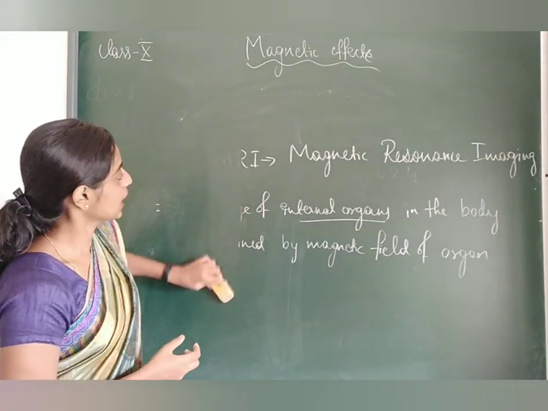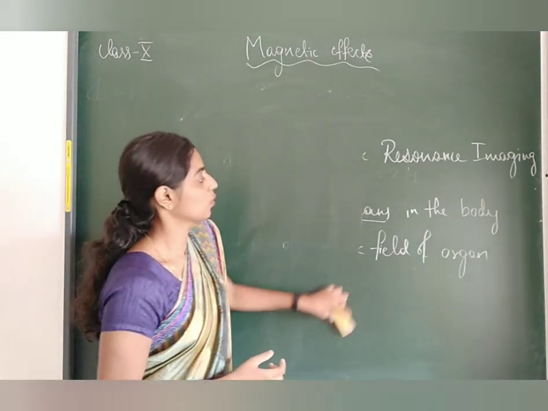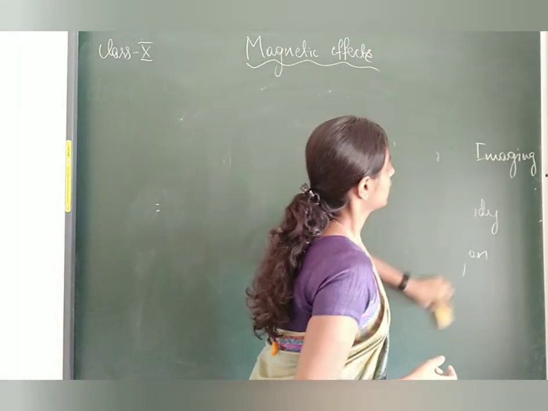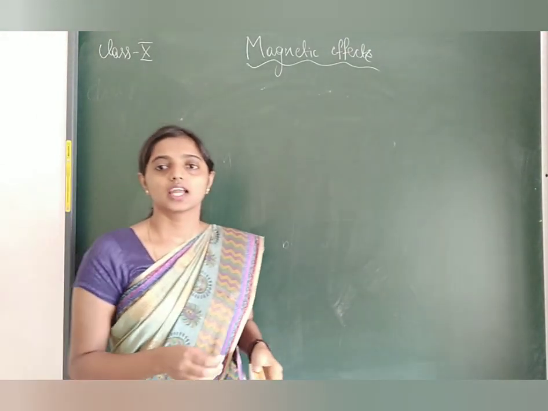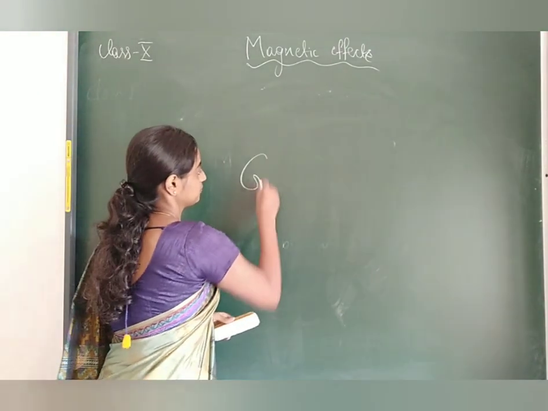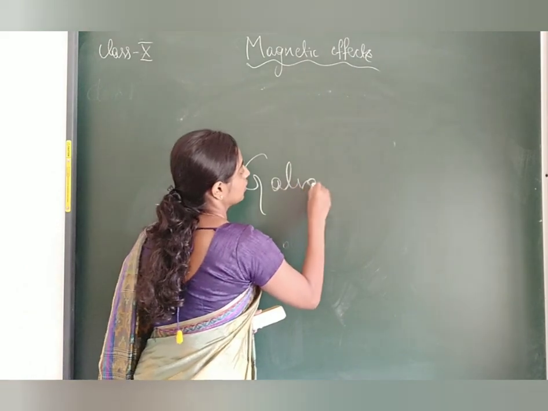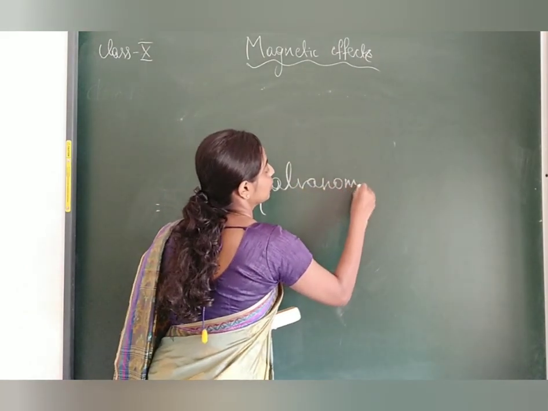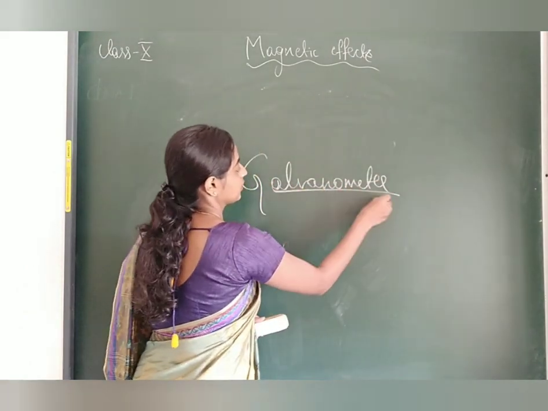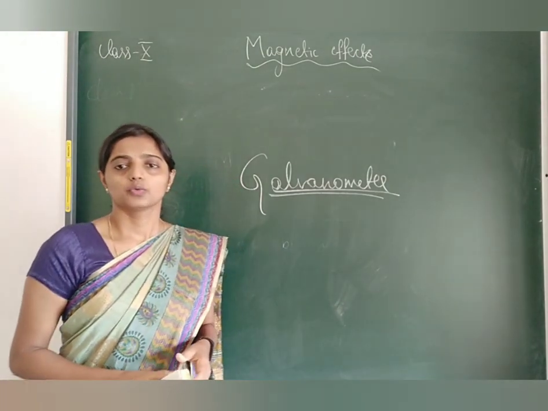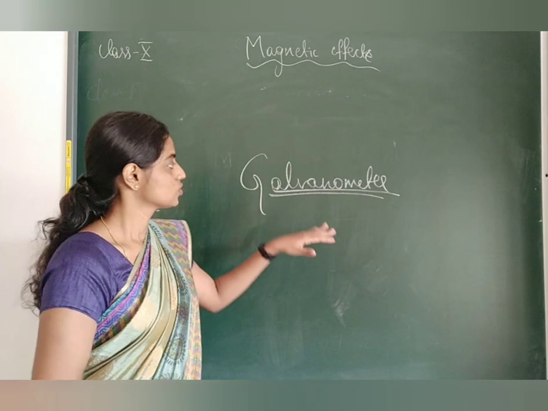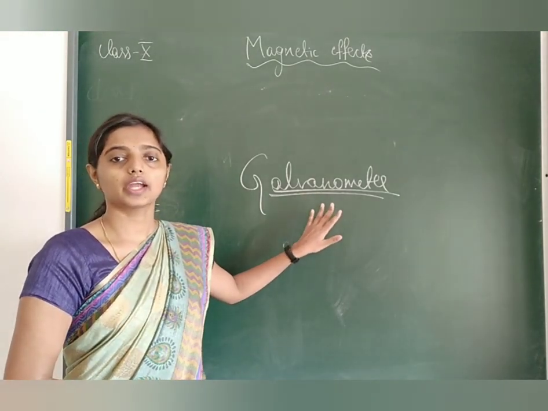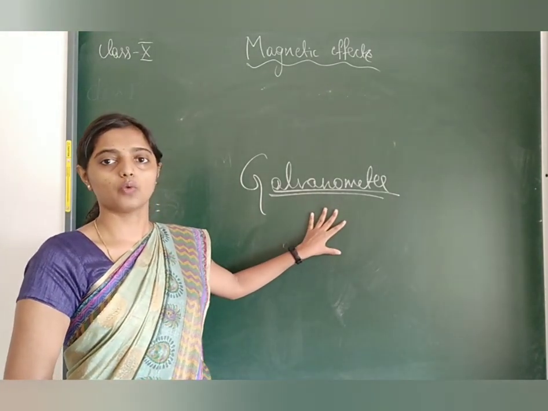Along with this MRI, we have one more term given as extra information, that is galvanometer. We saw many things like the ammeter and voltmeter, right? So this is also the same kind of instrument or device.